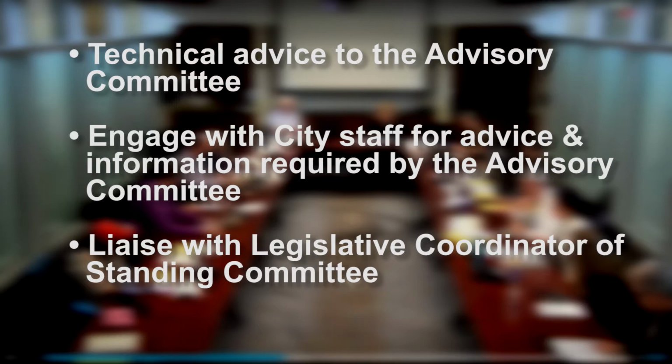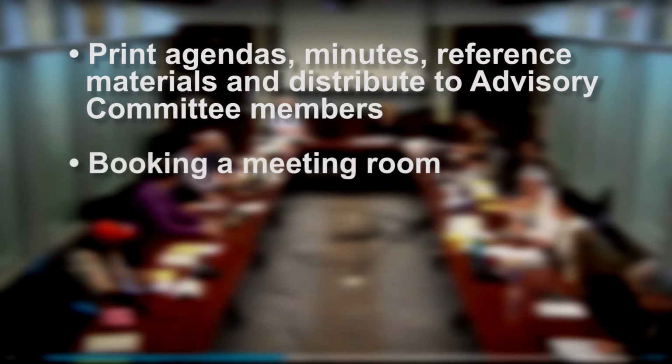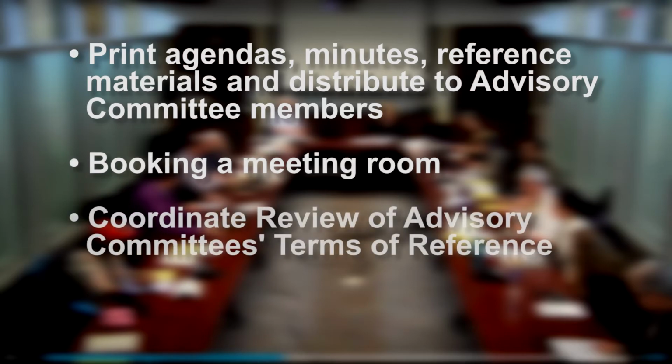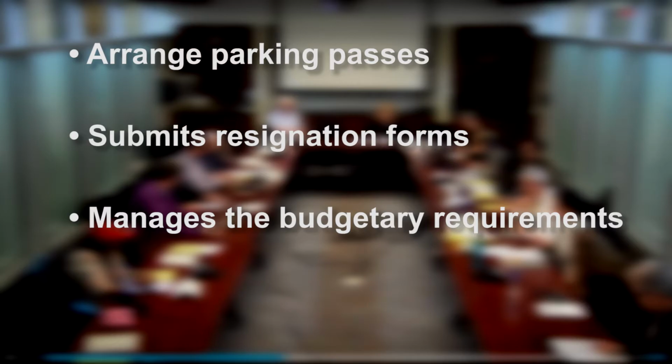The liaison will arrange to print agendas, minutes, reference materials, and distribute them to members. They are responsible for booking a meeting room. They coordinate a review of the committee's terms of reference and mandate, prepare the roles and responsibilities and expectations of new members prior to the end of the committee's term. The staff liaison also arranges any required parking passes, submits any resignation forms to the legislative coordinator for inclusion in the appropriate standing committee agenda, and manages the budgetary requirements of the committee.